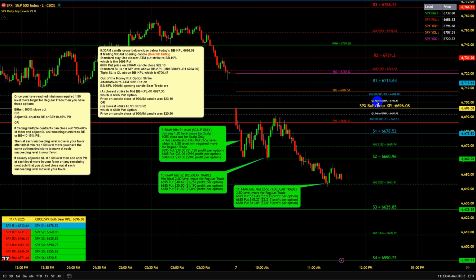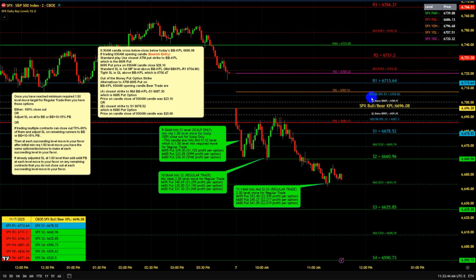The R levels above the bull bear key price level are your take profit targets for bullish trades taken off and derived from the bull bear key price level. Your S levels below are the take profit targets for bearish trades taken from and derived from the bull bear key price level.